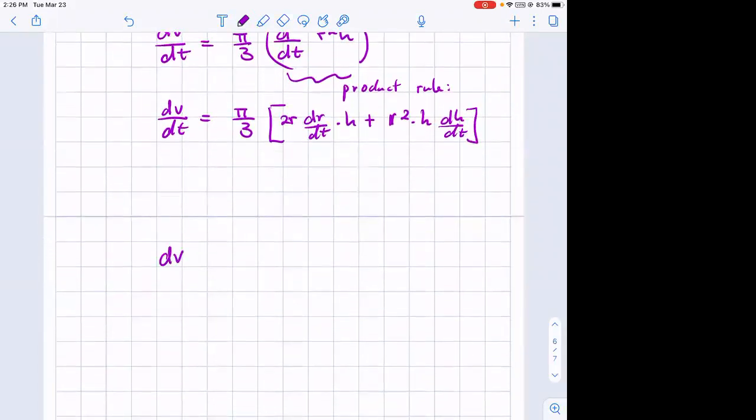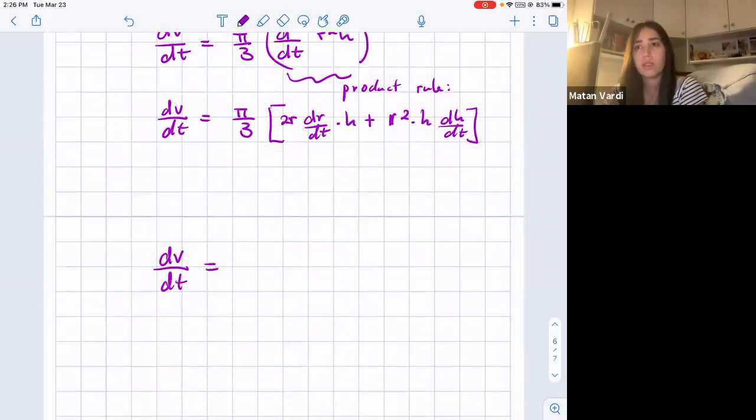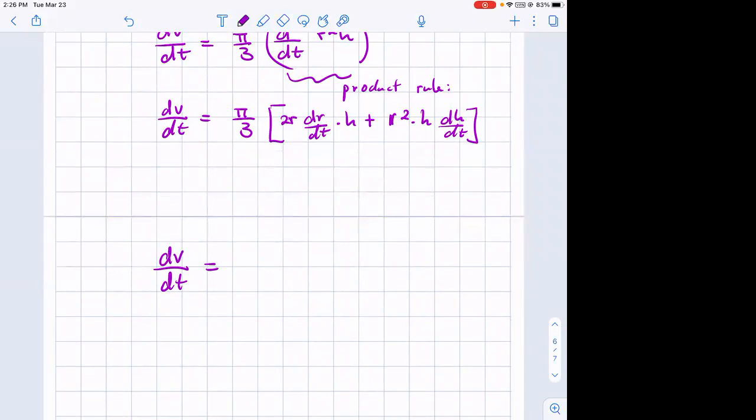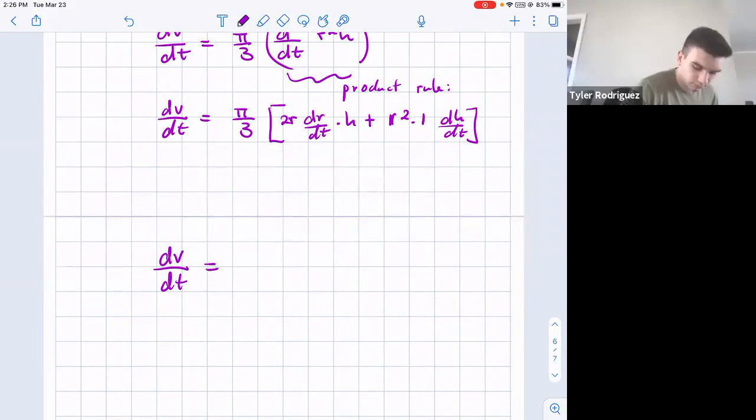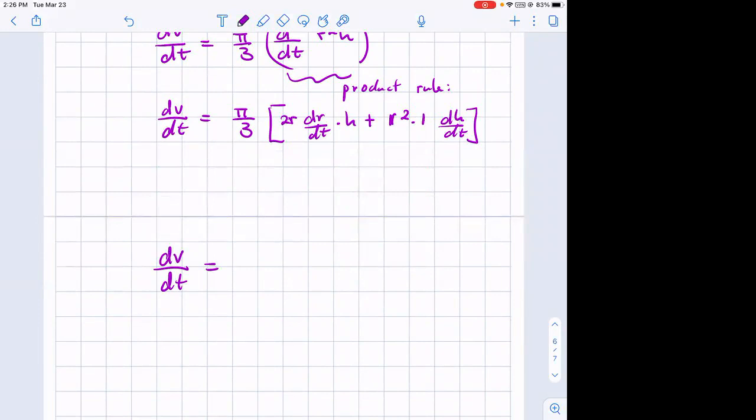So we have dV dt. Professor, it's not times 1, R squared times 1. R squared times 1, yeah, I wrote H. I thought I said 1, did I? Yes, you did. But I wrote H. So this becomes 2RH dr dt plus R squared dH dt. Right, this is what we did.